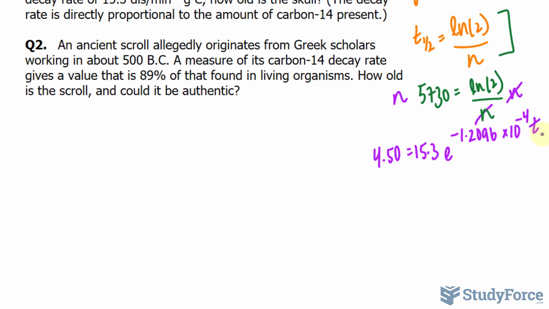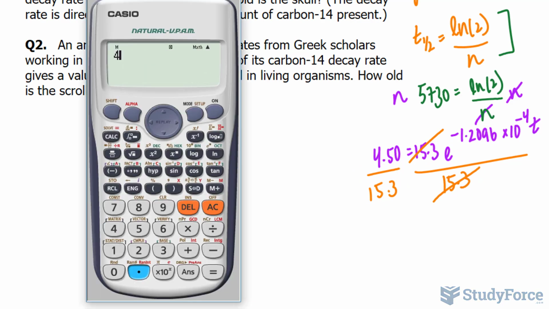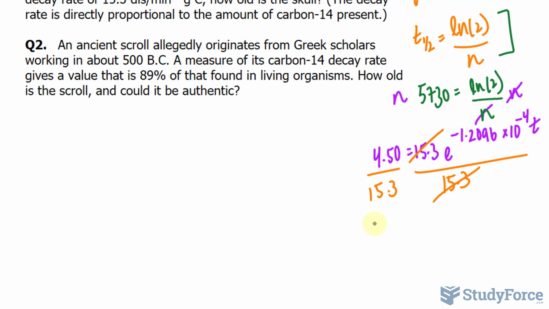Now we have to solve for t, and we first divide both sides by 15.3 because that will cancel it out on the right side. So 15.3 cancels out with this. Let's go ahead and calculate that. 4.5 divided by 15.3 gives us the following fraction, 5 over 17. Let me write that down. 5 over 17, and on the right side, we're left with that expression.